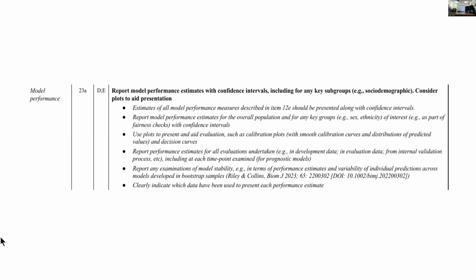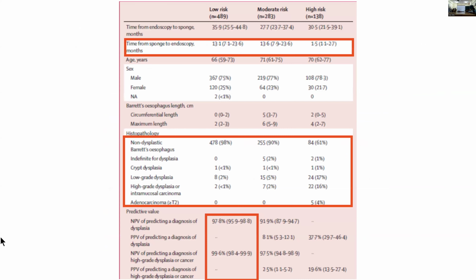Coming to the results of the capsule endoscopy trial. We talked about before they were recruited, they had to have a previous endoscopy done. So the time from the first endoscopy, which confirmed the Barrett's, to the capsule sponge endoscopy was approximately 35 months for the low risk, which is around 3 years, about 2 years for the moderate risk group, and about 2 to 3 years for the high risk group. So this is the time to the capsule endoscopy.